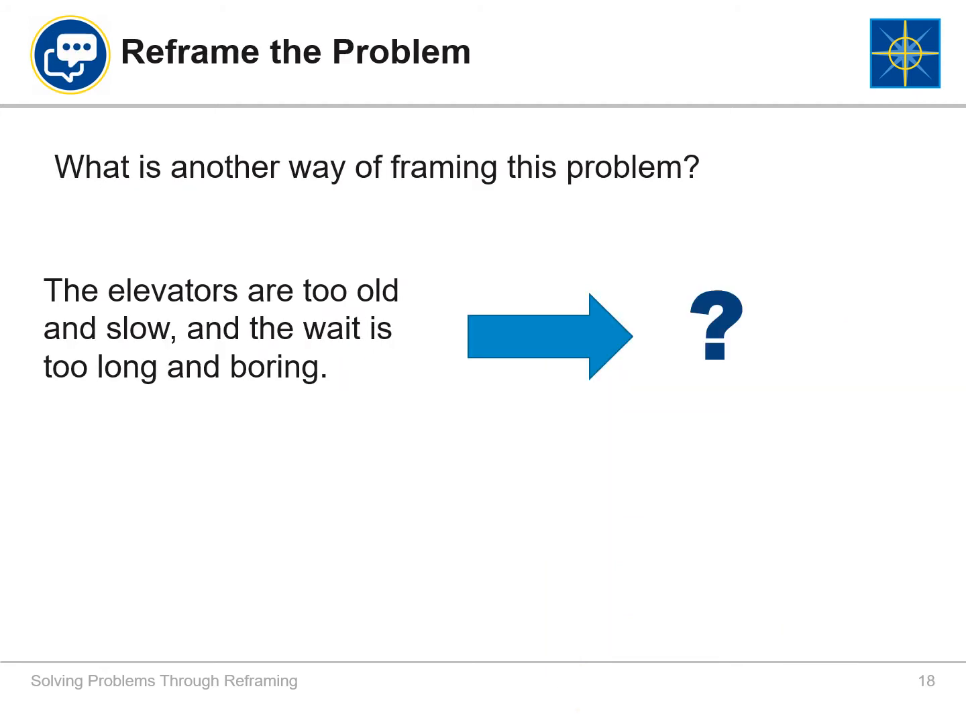We go back to the beginning, starting with the problem of the elevators being too old and slow and the wait is too long. We brainstormed ways to speed up the elevators, but those would be very expensive and there is no guarantee that they would satisfy the tenants. Let's reframe the issue that we want to solve, from focusing on the speed that the elevators are moving to focusing on the wait time of the tenants.